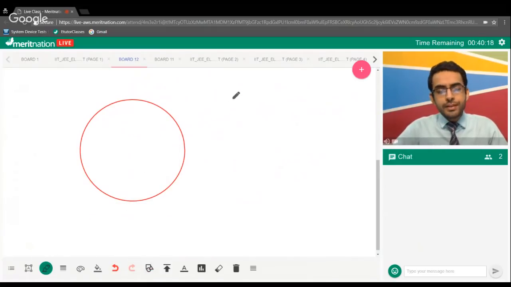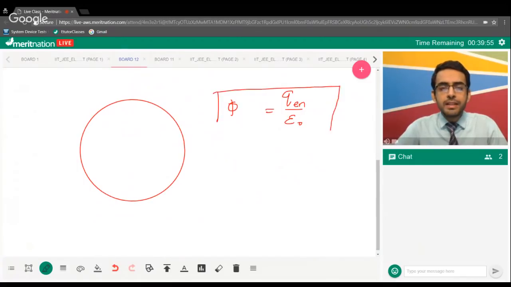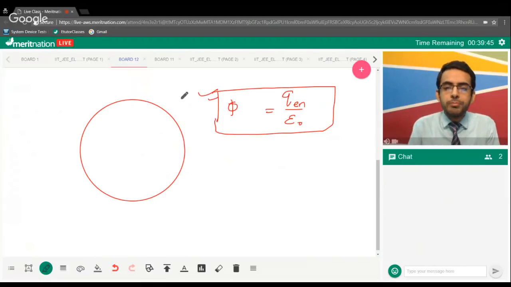Gauss's law states that electric flux through a closed surface is equal to Q enclosed by epsilon naught. This is Gauss's law, and when you're preparing for JEE, a number of applications are based on this. So we'll see some of the questions based on this concept of electric flux.